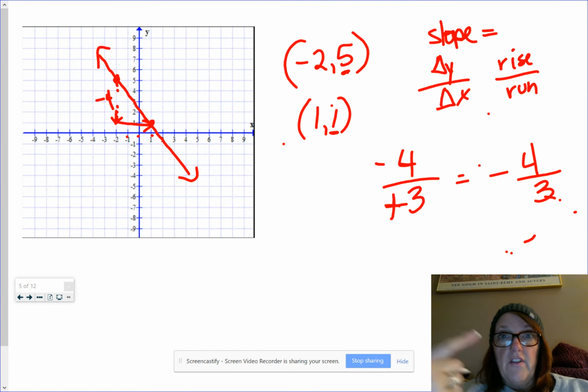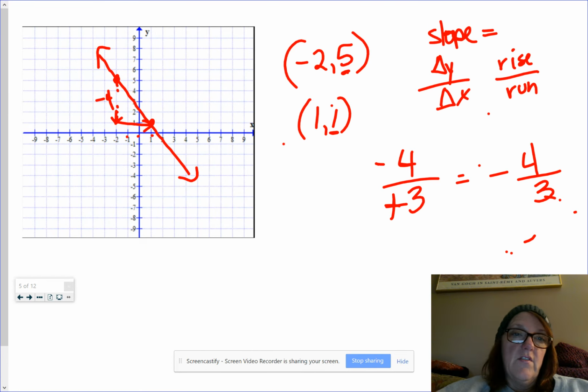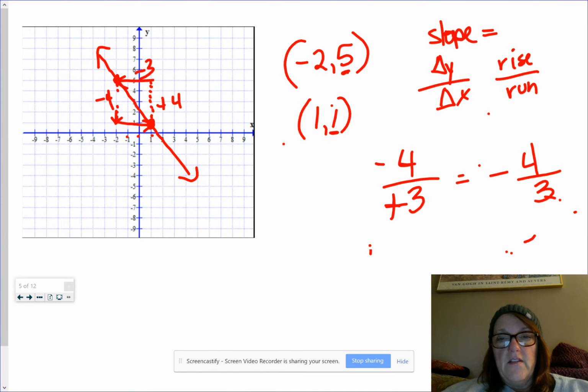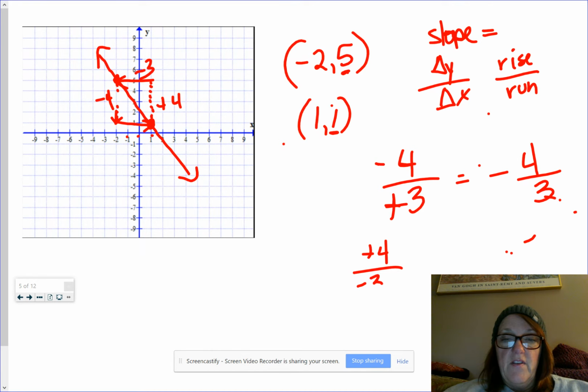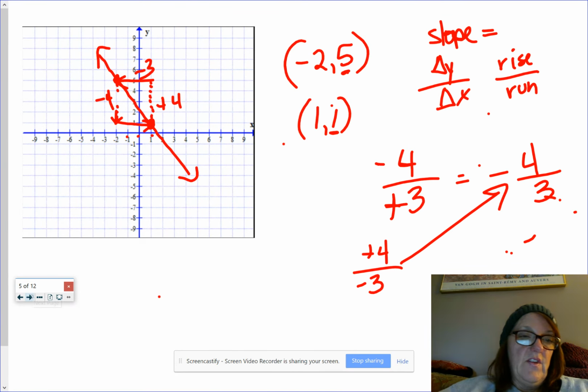What if you traveled the other way? What if I started here at this one? Find your vertical change. I would have to go up 1, 2, 3, up 4. Then I have to go to the left 3. So I'd have +4 over -3. And guess what? It's the same thing. Same thing.